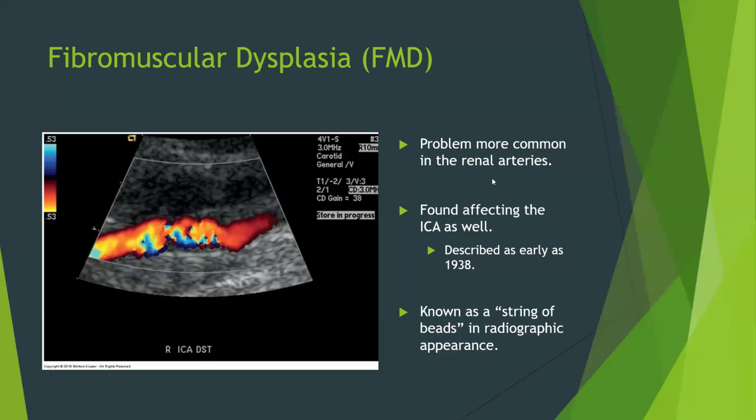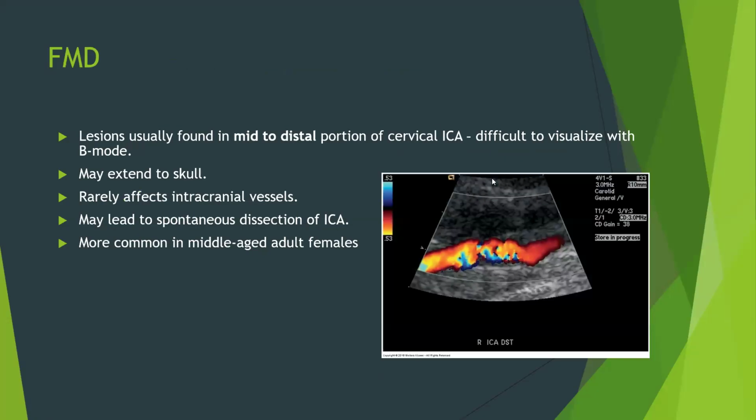So it's known as the string of beads effect in a radiographic appearance. Okay, but if we're getting high velocities distally, let's really try our best to get a really good color picture of it to see, well, is this FMD? FMD typically occurs in females about middle-aged, and it may lead to spontaneous dissection of the ICA, right? Because it's an issue with the wall of the artery itself.